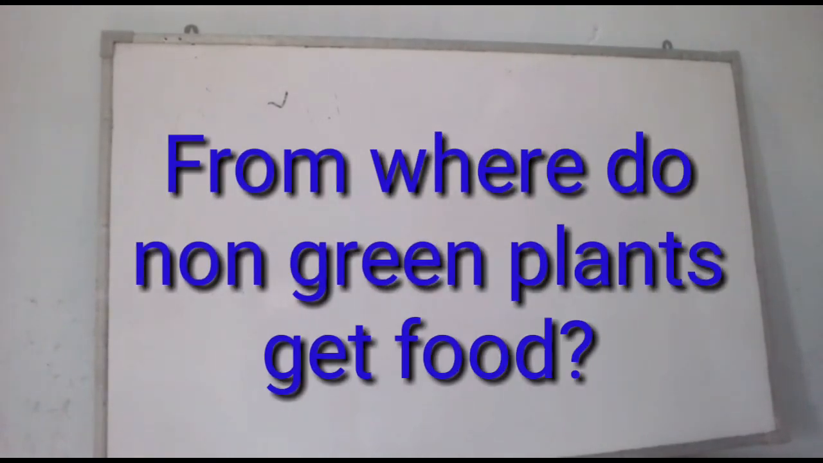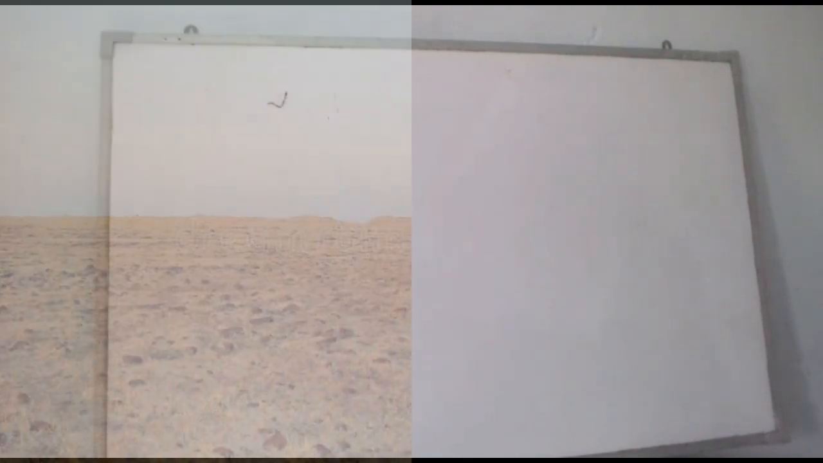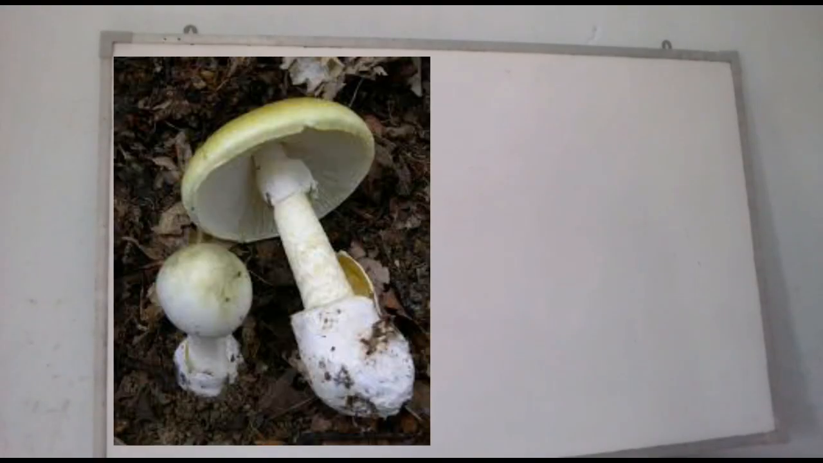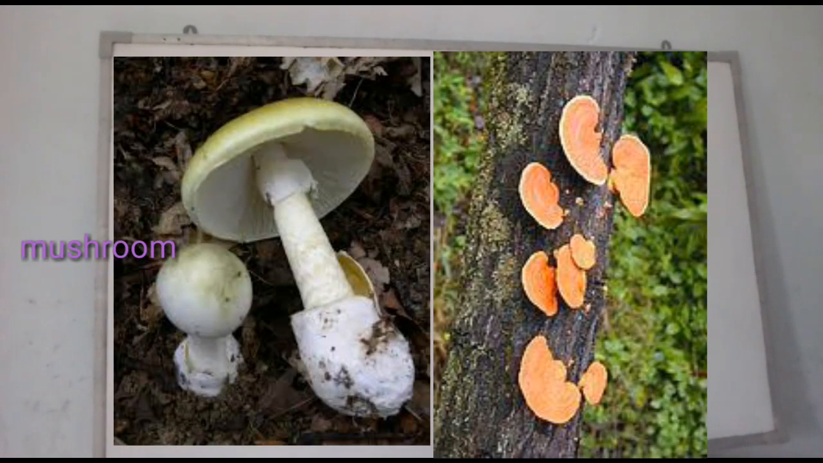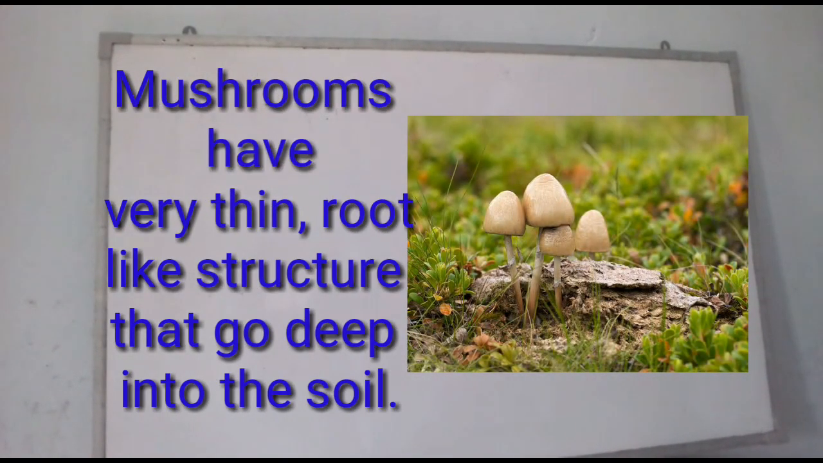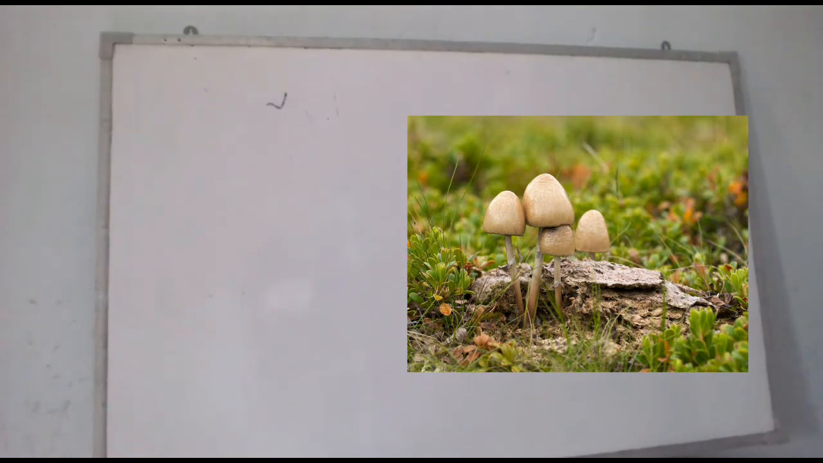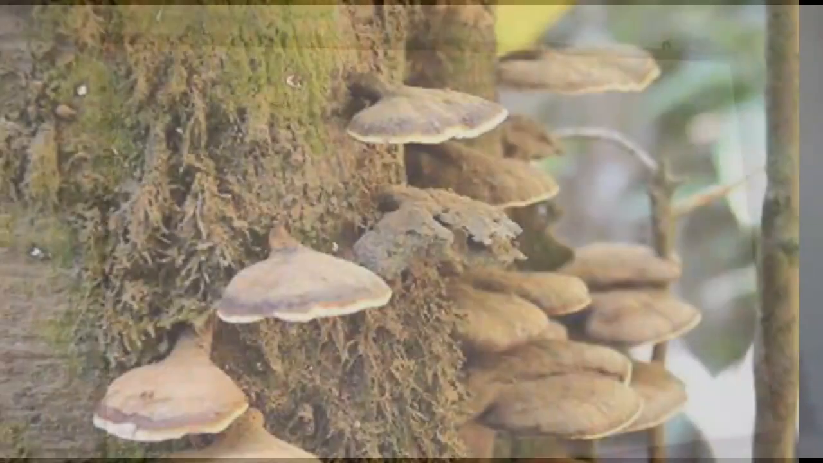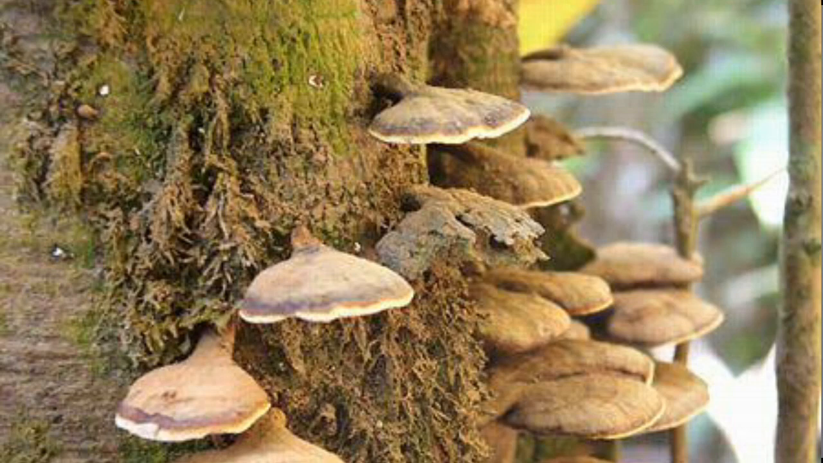From where do these non-green plants get food? They absorb food from other sources such as soil and green plants. Mushrooms and bracket fungi are some examples of non-green plants that are commonly found around us. Mushrooms have very thin root-like structures that go deep into the soil. These structures help them to absorb food from the soil. Bracket fungi grow on tree trunks. They absorb food from the trees.